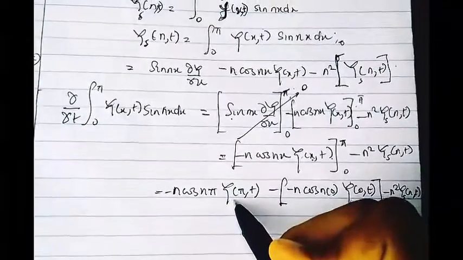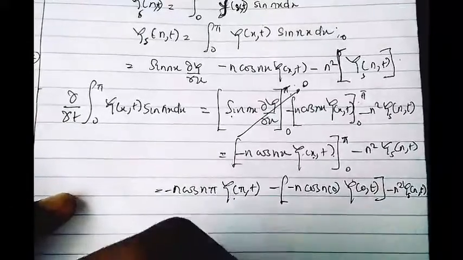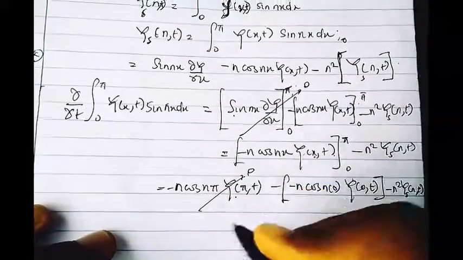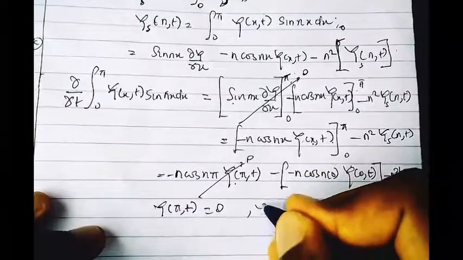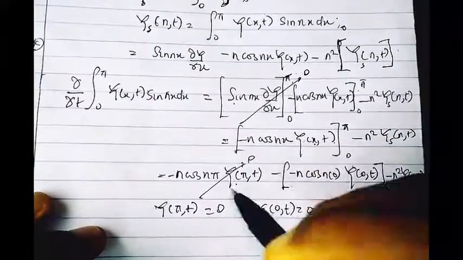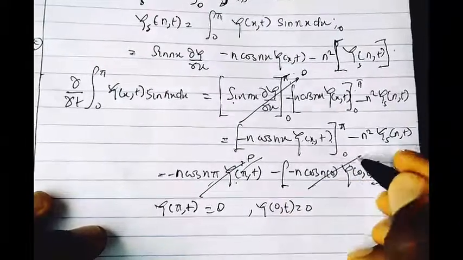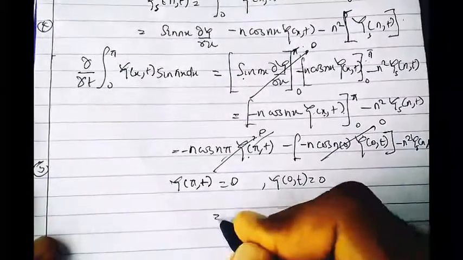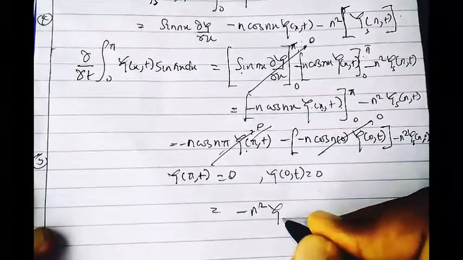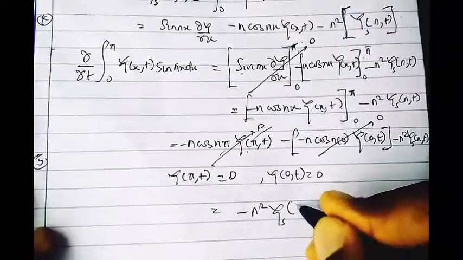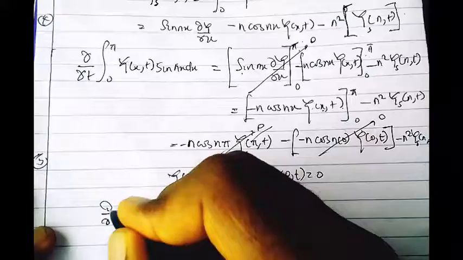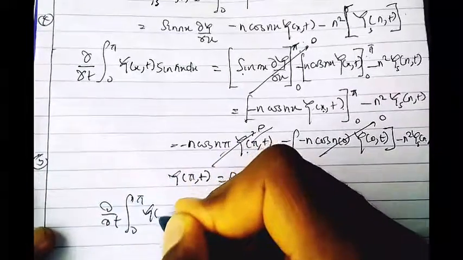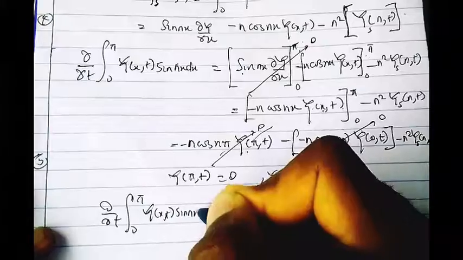So you see that it's based on our boundary condition. Based on our boundary condition, let's call this step 5. This here is 0. That is, when x is equal to pi, y is 0, and when x is equal to 0, y is also 0. So this is 0 and this is also 0. We are left with minus n squared, your finite sine transform, which is a function of n and t. Bringing in our left hand side, this is d/dt of the integral from 0 to pi of y, which is a function of x and t, sine nx dx.